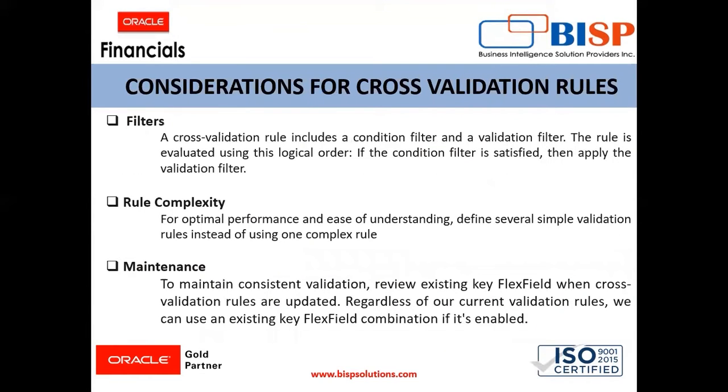We apply the filters while defining the cross-validation rules. The first ones are the condition filter and the validation filter. The rule is evaluated using this logical order: if the condition filter is satisfied, then we apply the validation filter. We'll see how this is done in the system.